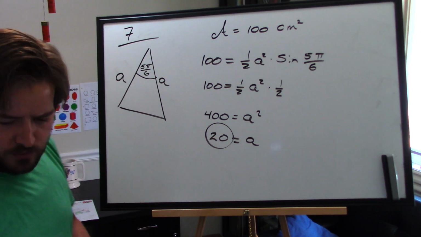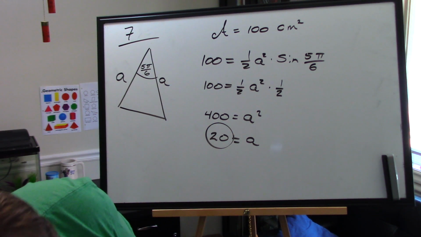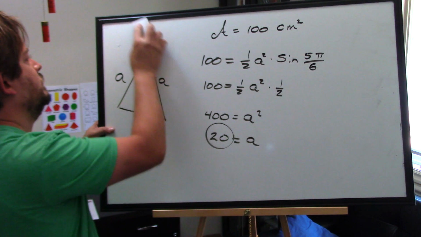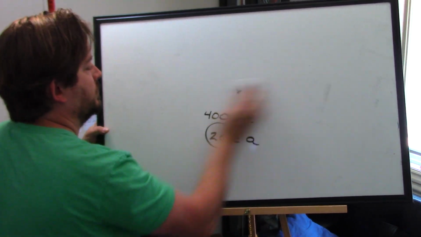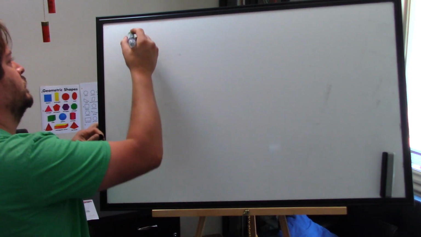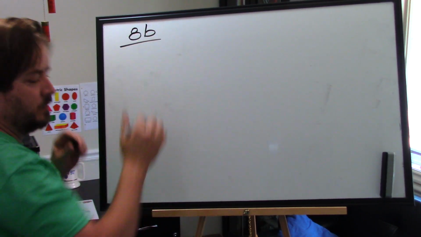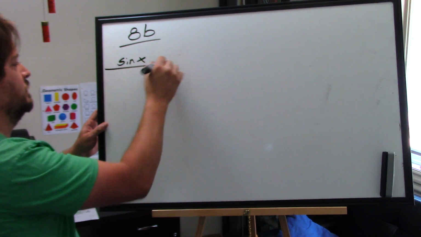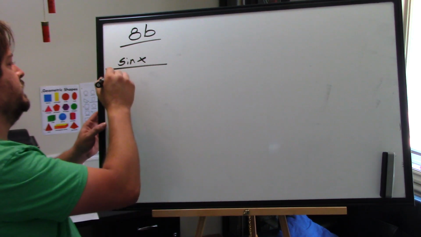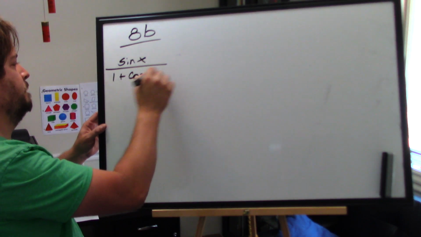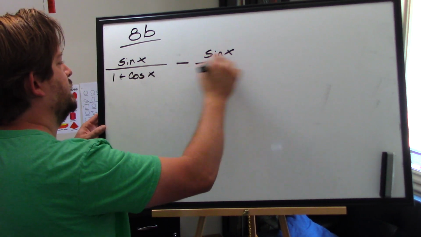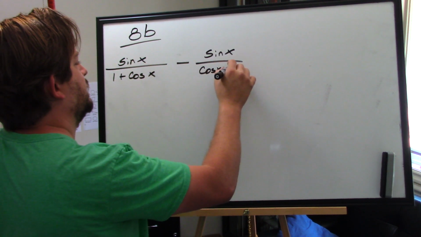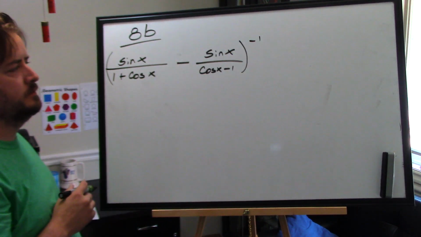Okay, let's move on to number 8. Somebody asked a question about 8b, which says we have the sine of x over 1 plus cosine x, minus the sine of x over cosine x minus 1. And then this whole thing is to the negative 1.